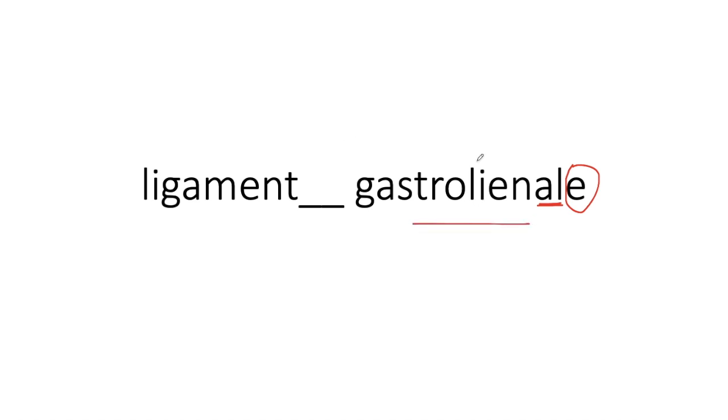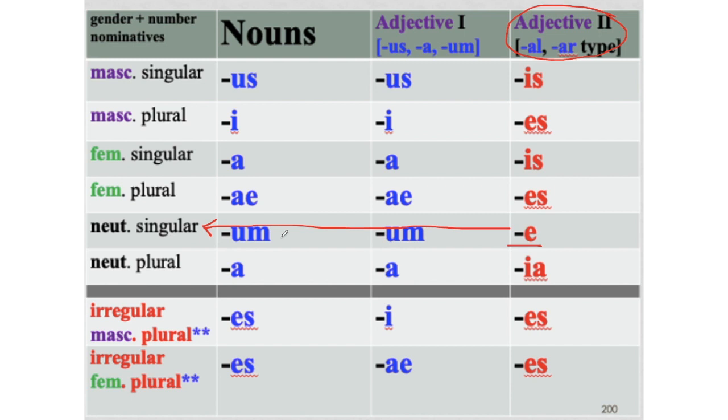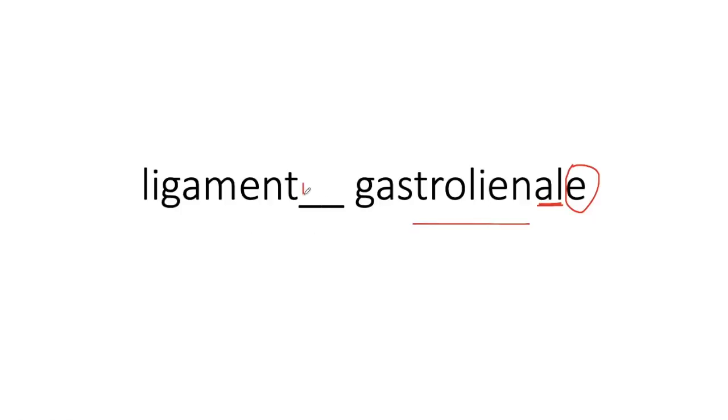So we know that this is an adjective modifying this noun, so that means that this noun is also neuter singular. So we go back here, we look at our noun column, and we look at our neuter singular, we see that it corresponds to this ending. So the answer is ligamentum gastrolineale. I'm not sure if I said that right, but you get the idea.